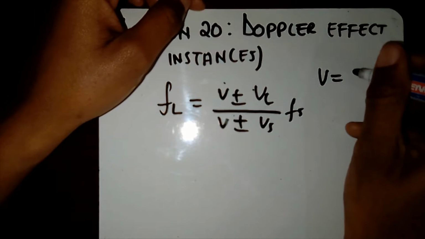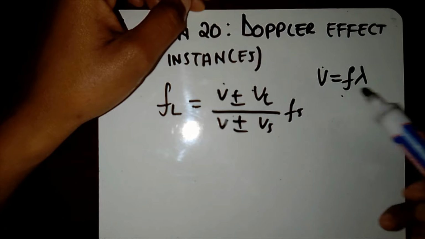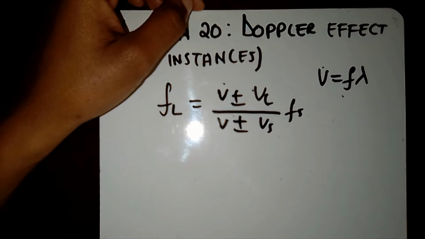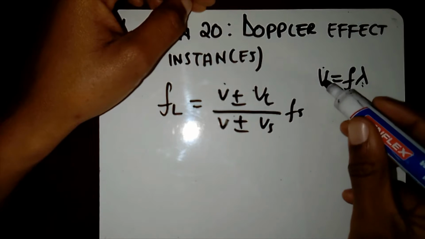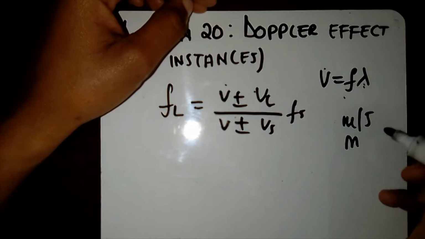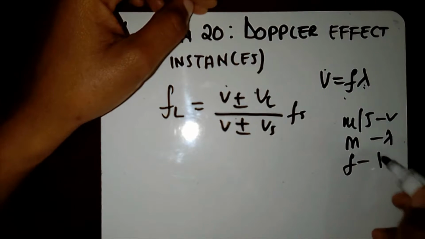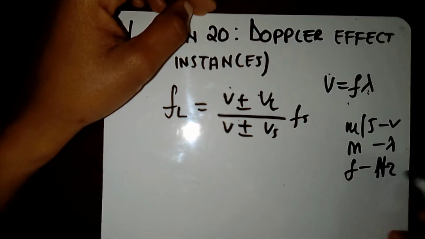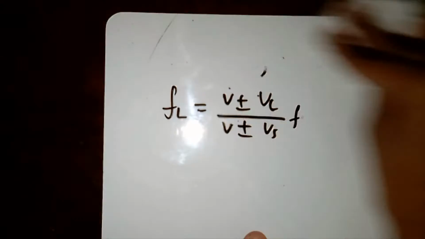Additionally, you were also introduced to this equation over here, where V is the speed of sound, along with the frequency of that wave, as well as its wavelength. And remember, velocity, the speed, is measured in meters per second, wavelength in meters. So this is V, this is wavelength, and then frequency is measured in hertz. Awesome.